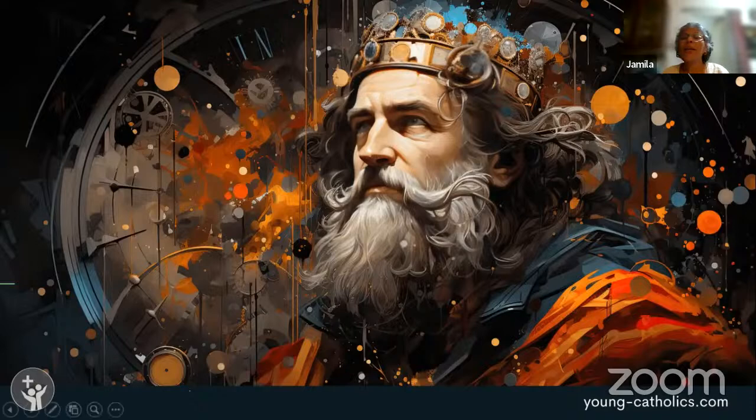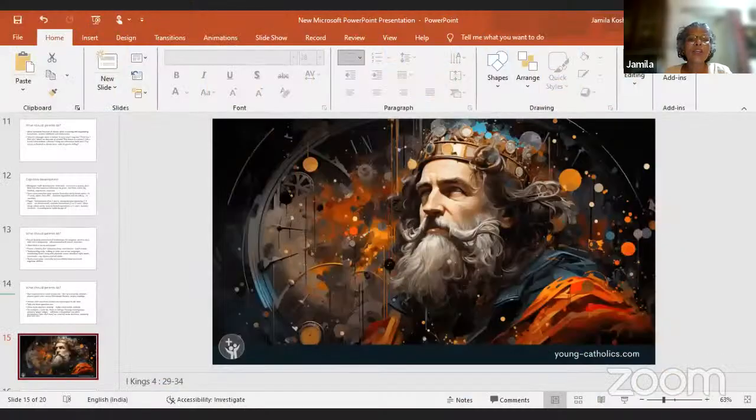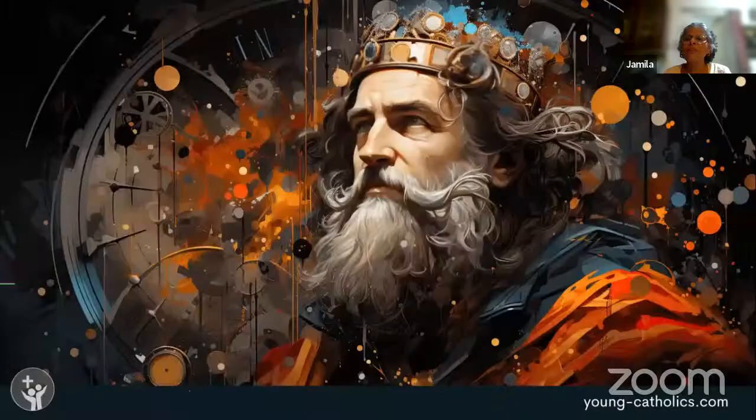Okay, so if you look at, I'll give you that verse just now. 1 Kings 4:29 to 34. Can someone read that? Abhijit, can you? 1 Kings chapter 4:29 to 34. Yeah, anyone finds it, please read it. 1 Kings chapter 4, 29 to 34, is it? Yes. Okay, here it comes.